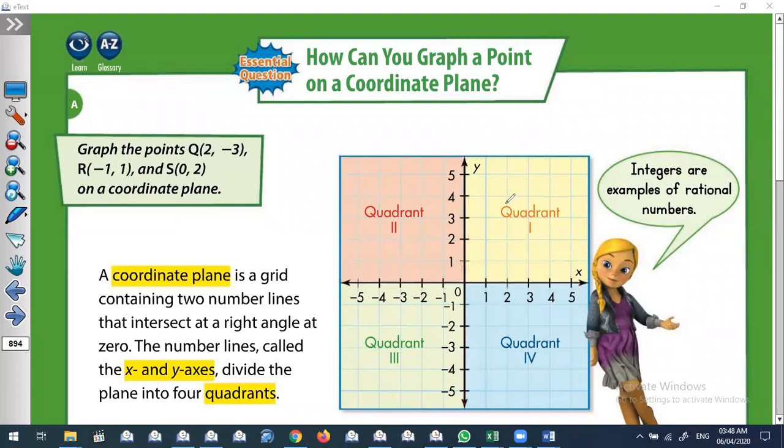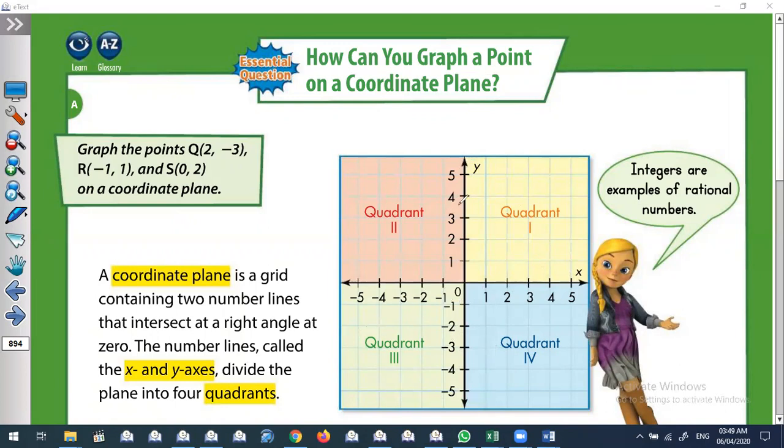And we write the numbers on these axes. 1, 2, 3, 4, 5 are positive numbers to the right, and 1, 2, 3, 4, 5 up. On the left and down are the negative numbers: -1, -2, -3, -4, -5, and down -1, -2, -3, -4, -5. So the positive numbers are on the right and up, and negative numbers are left and down. And this is called the coordinate plane.